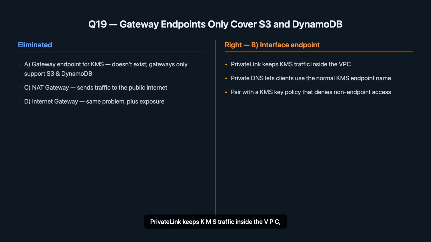PrivateLink keeps KMS traffic inside the VPC, and private DNS lets your clients use the normal KMS endpoint name without code changes. Pair it with a KMS key policy that denies access from anywhere except that endpoint, and you've got an end-to-end private path.